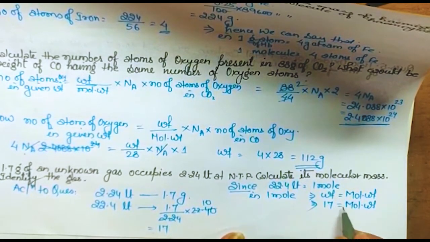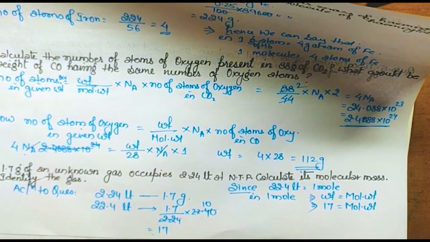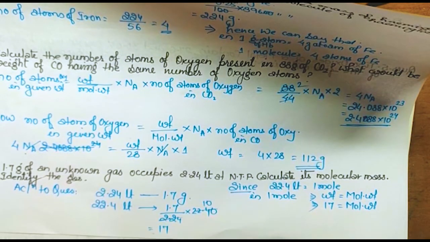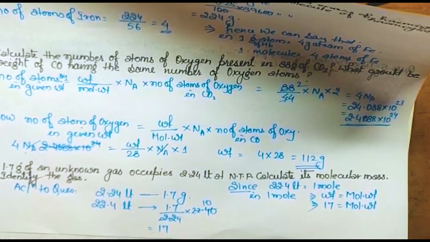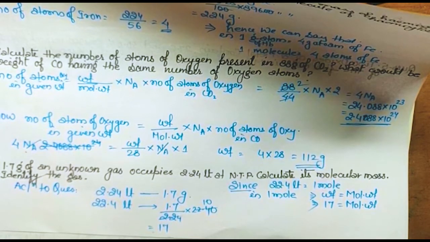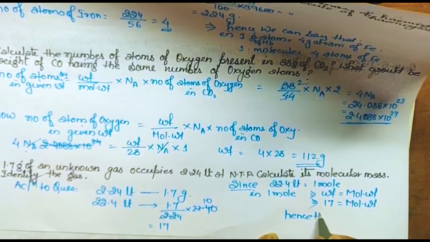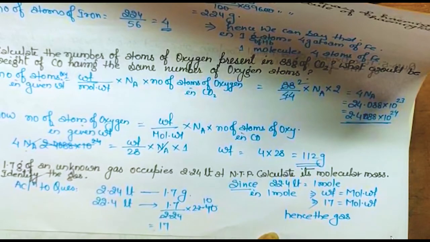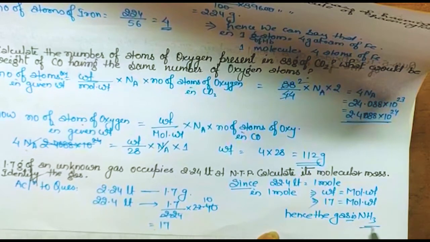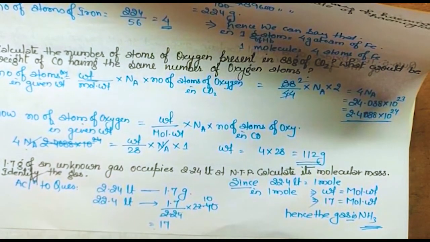Molecular mass 17 belongs to which gas? You have to use your mind a little. Identify the gas. It is ammonia gas, a very common gas. Such questions will be very common; they might ask 18, 16, or 17. So 17 is for ammonia, hence the gas is NH3. You have to remember that. Hope it is clear. Let's start the next question.